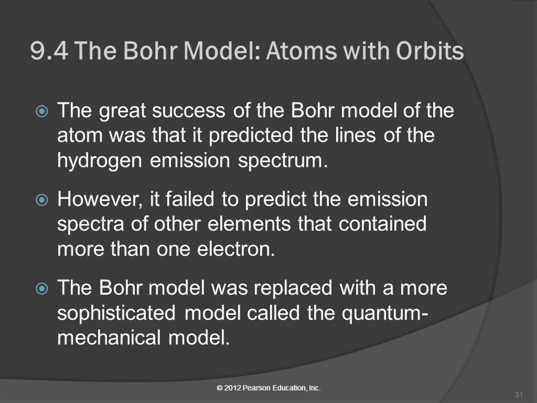So he predicted the lines in the hydrogen emission spectrum. The problem was it only worked for hydrogen. And if you try to use helium, which has 2 electrons, it doesn't work. Well, a model is not that great if it only works for one element. So then they had to go and look for something more sophisticated. So the Bohr model has been replaced with a more sophisticated model called the quantum mechanical model.